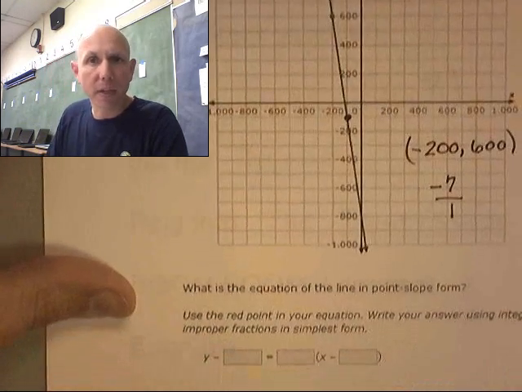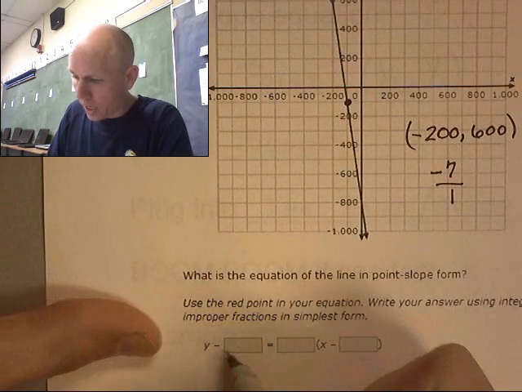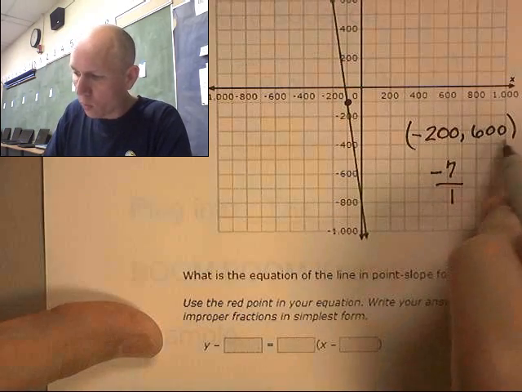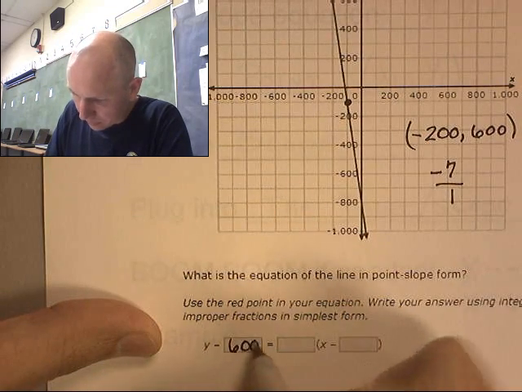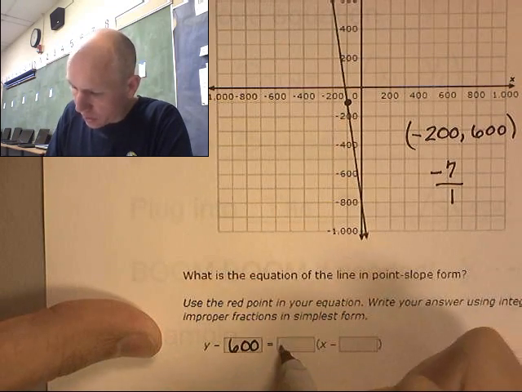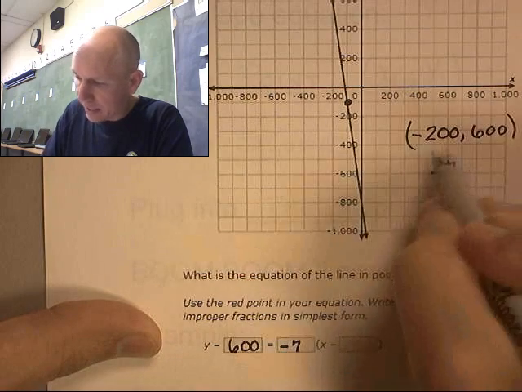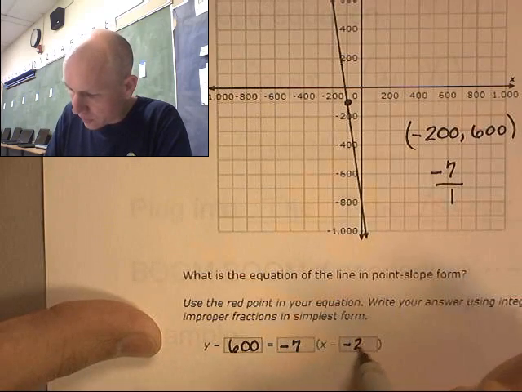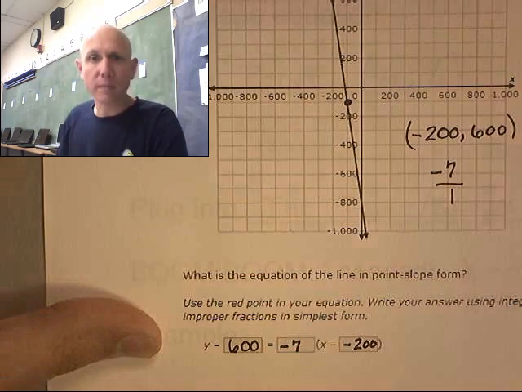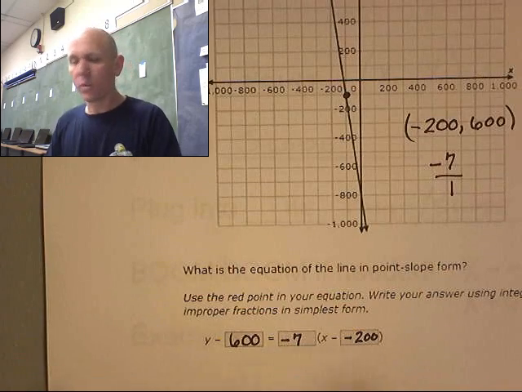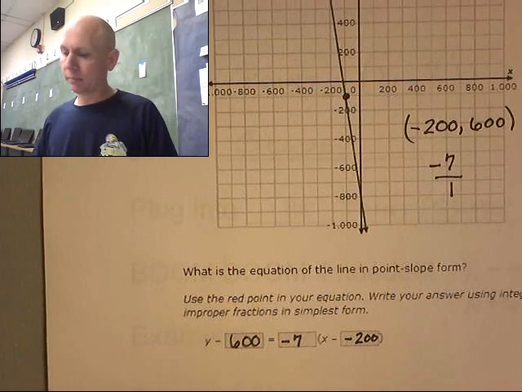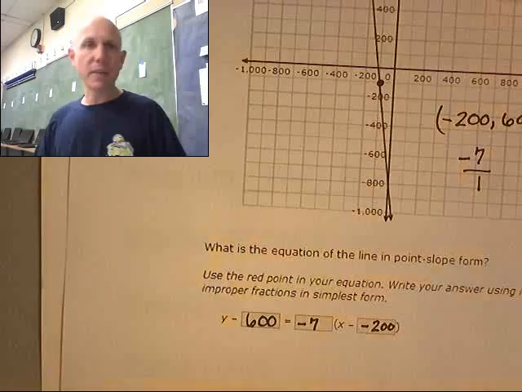Now let's plug everything into the equation. y minus y sub 1, y sub 1 is 600, equals the slope, which is negative 7, times x minus x sub 1, which is negative 200. This one does include a boom boom, so in future lessons we'll end up taking care of that. For this one, you'll leave the boom boom there. And that's it for that one.